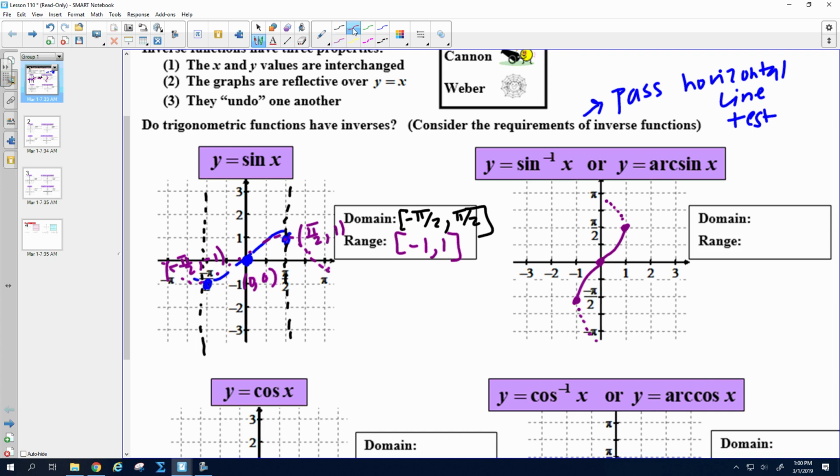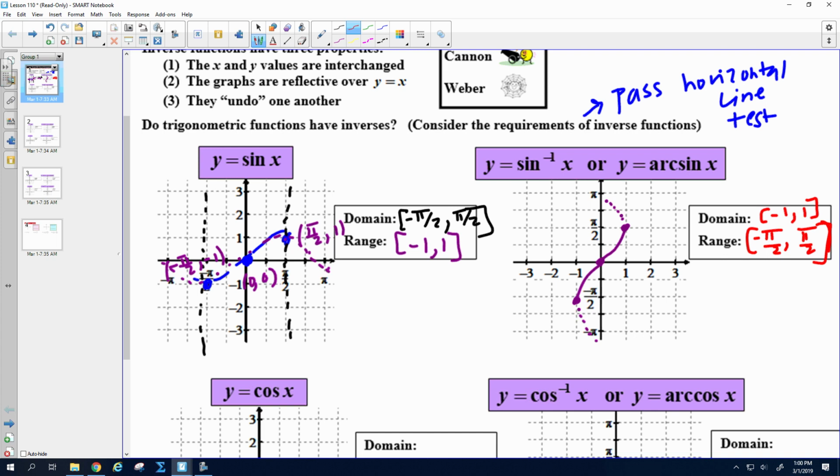Okay, so what happens to my domain and range? Well, if I flip my x and y, I flip my domain and range. So you can look at the graph, or you can just look at what you just wrote, because the domain is now the range of this graph. And I can also look at this. It's going from negative pi over 2 to positive pi over 2, right? And my domain is going from negative 1 to positive 1. All of these are inclusive. We don't have any asymptotes.